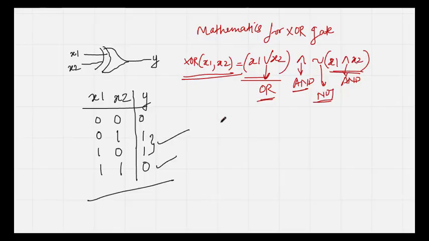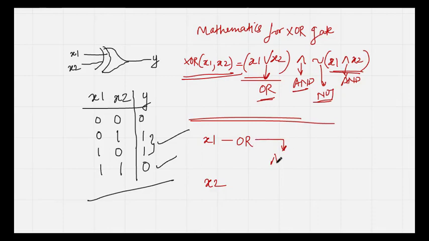Now we need to design our neural network in such a way. What is happening here is, say I have one input x1, I have another input x2. First what is happening is x1 OR x2. So here what I'll do is, for x1 and x2, I'll apply OR.